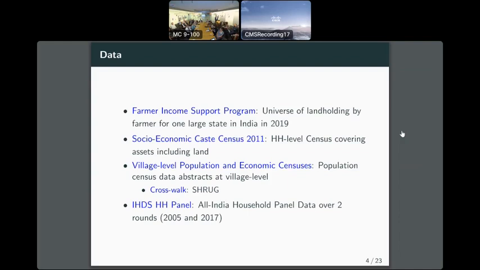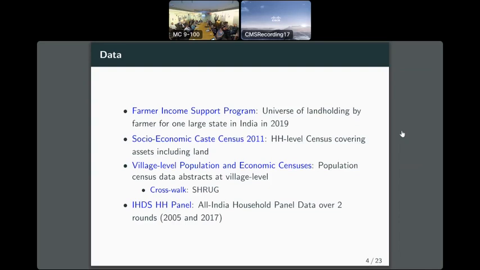I supplement this with a bunch of other data sets, primarily the socioeconomic census, which is the census data of all households, which covers important asset information, including land. And then I link this with other village level population and economic census data that gives you details about the amenities at the village level, distance to urban centers, and urban wages and so on.